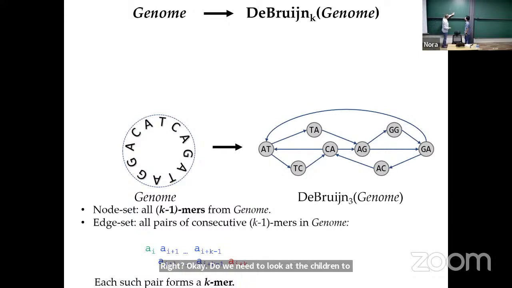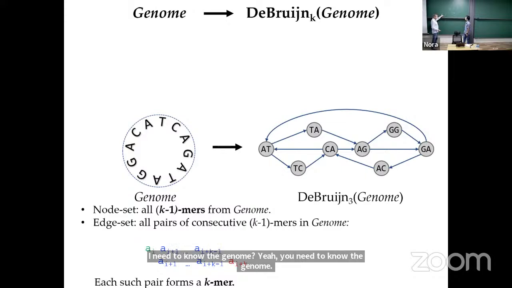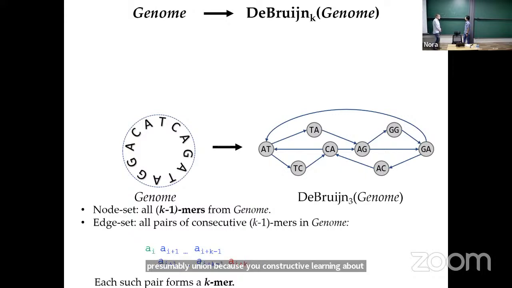Let's say this edge will be TC. Do we need to know the genome? Presumably you need it, because you construct the De Bruijn graph of a genome, right? Yes, but I need the information: how many AT and how many TC? So how many edges go from AT to TC?